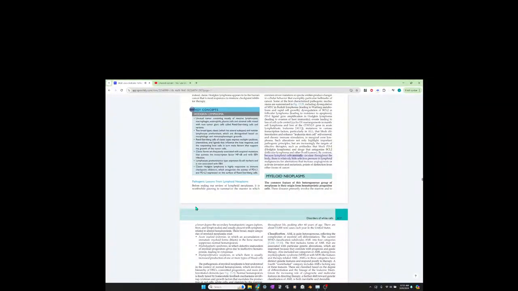Such alterations not only highlight important pathogenic principles, but are increasingly the targets of effective therapies such as antibodies that block PD-1 and drugs that antagonize BCL2. By contrast, because lymphoid cells normally circulate throughout the body, there is relatively little selective pressure in lymphoid malignancies for aberrations that increase angiogenesis.